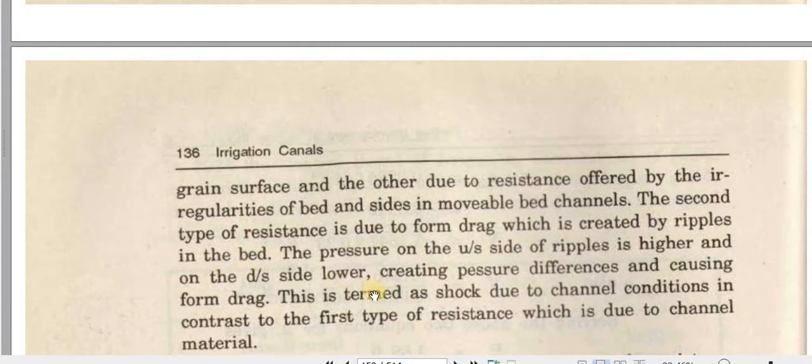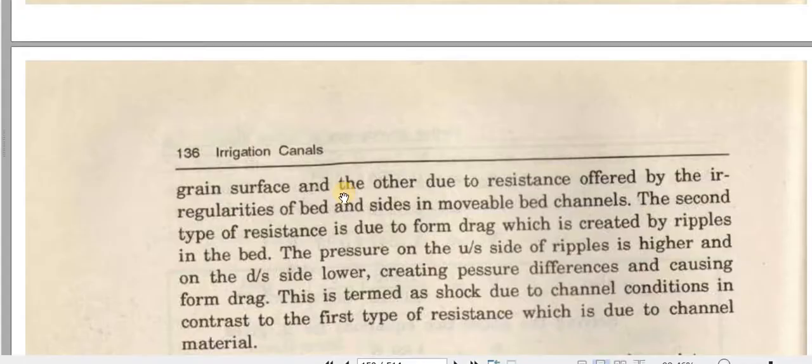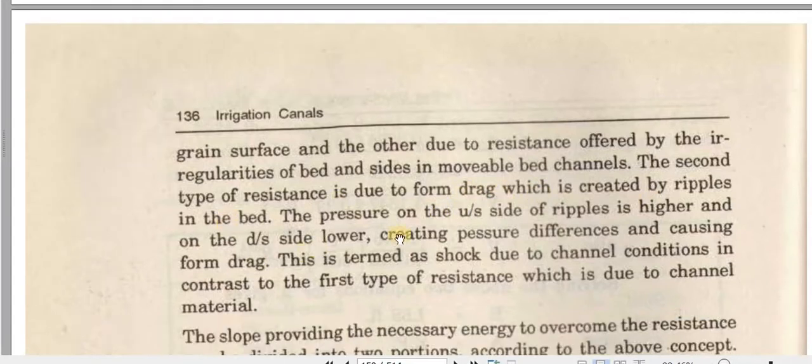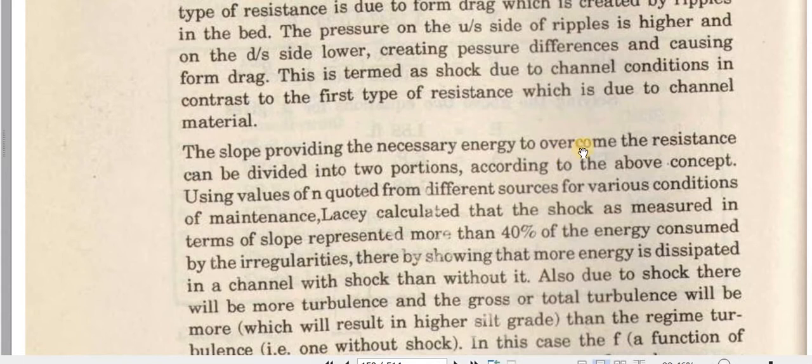So what are the ripples in the bed? There are irregular bed surfaces like this one. Here we have an irregular bed surface, so these are the ripple formations. And this second type of resistance is offered due to drag, which is created by ripples in the bed. There are two sides of the ripple, the upstream side where we have higher pressure, and the lower part where we have a little less pressure. So this slope provides the necessary energy to overcome the resistance.